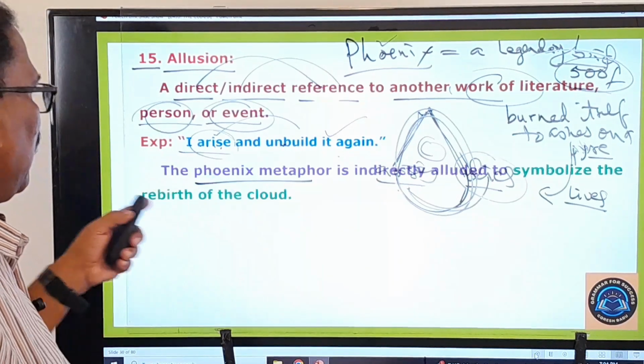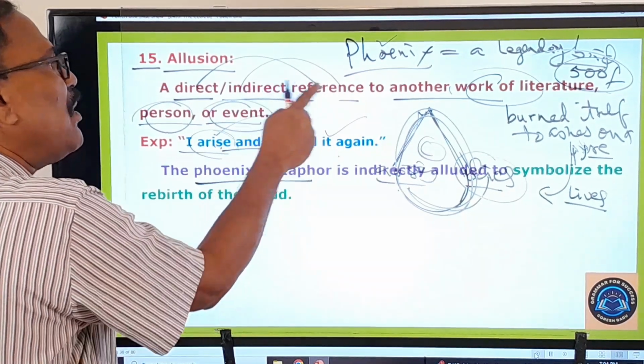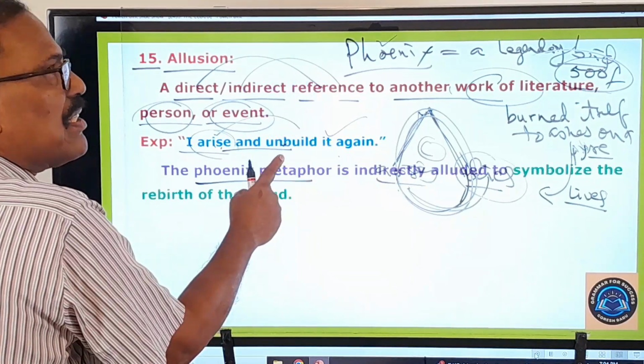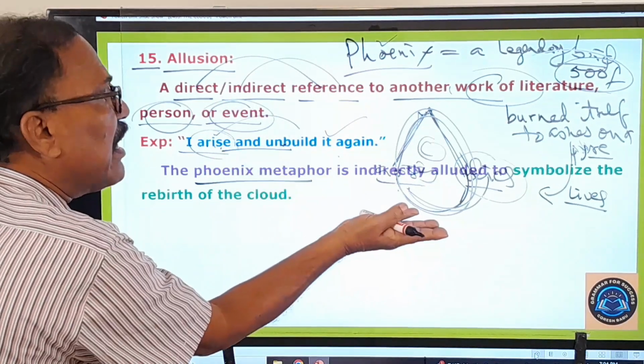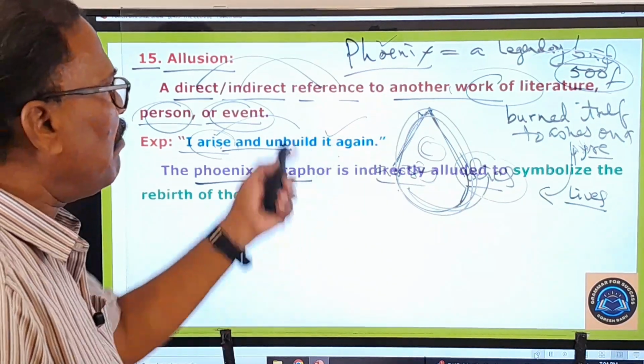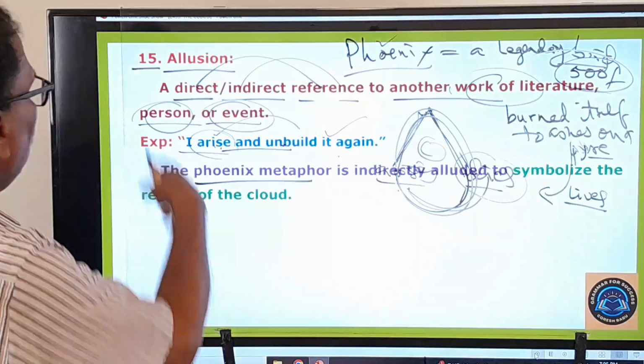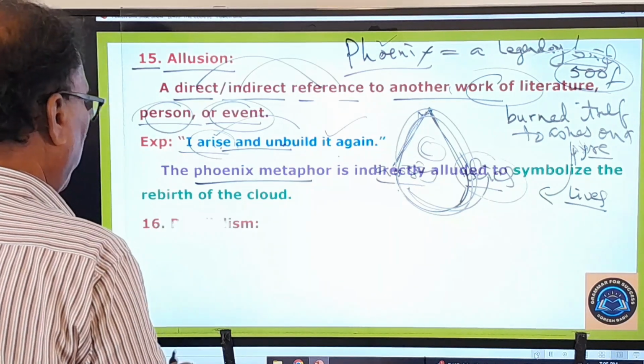So some kind of allusion you can find in this. It's an indirect allusion, an indirect reference. I arise and unbuild it again. I arise and die again. Again arise, again die, again cycle, right? And you go to the next one.